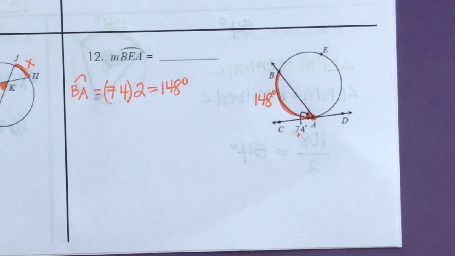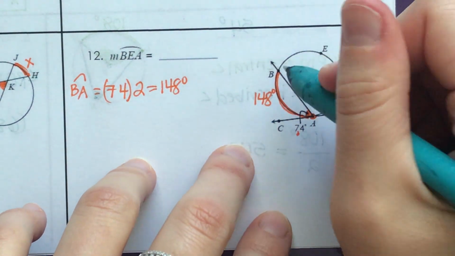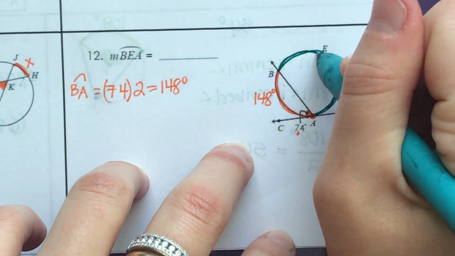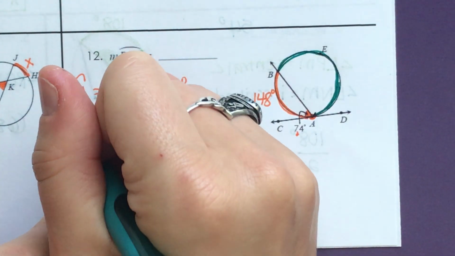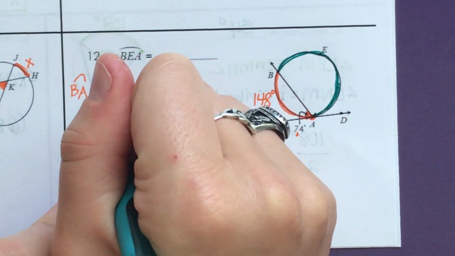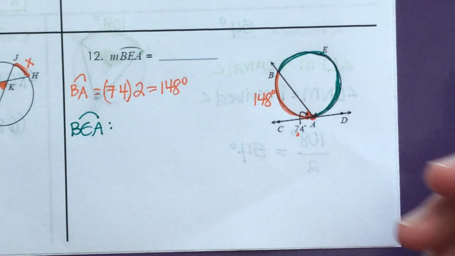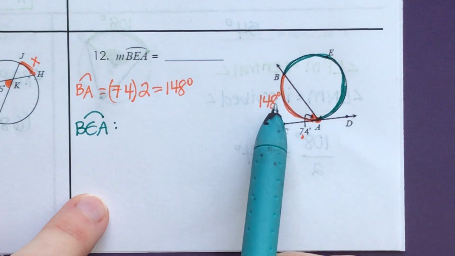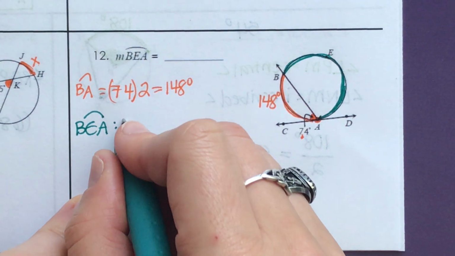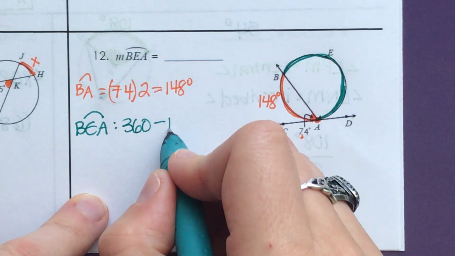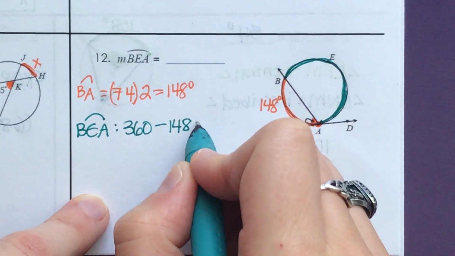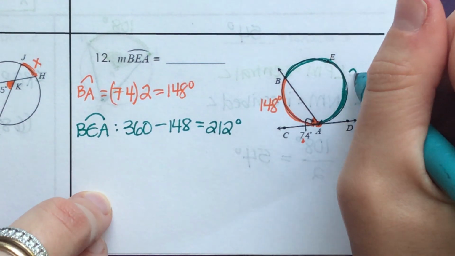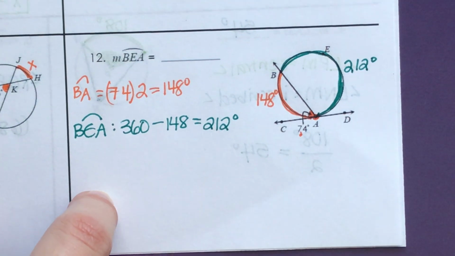Now, to figure out this arc over here, BEA, I essentially just want to know what the rest of that circle would be. Well, to figure that out, it's really easy because I know that in a circle, all of my arcs should add up to be 360 degrees. I already have 148 of that 360, so I'm just going to take 360 and subtract 148. I'm going to take away this orange part, and that's going to give me what's left over in the blue. That gives me 212 degrees.